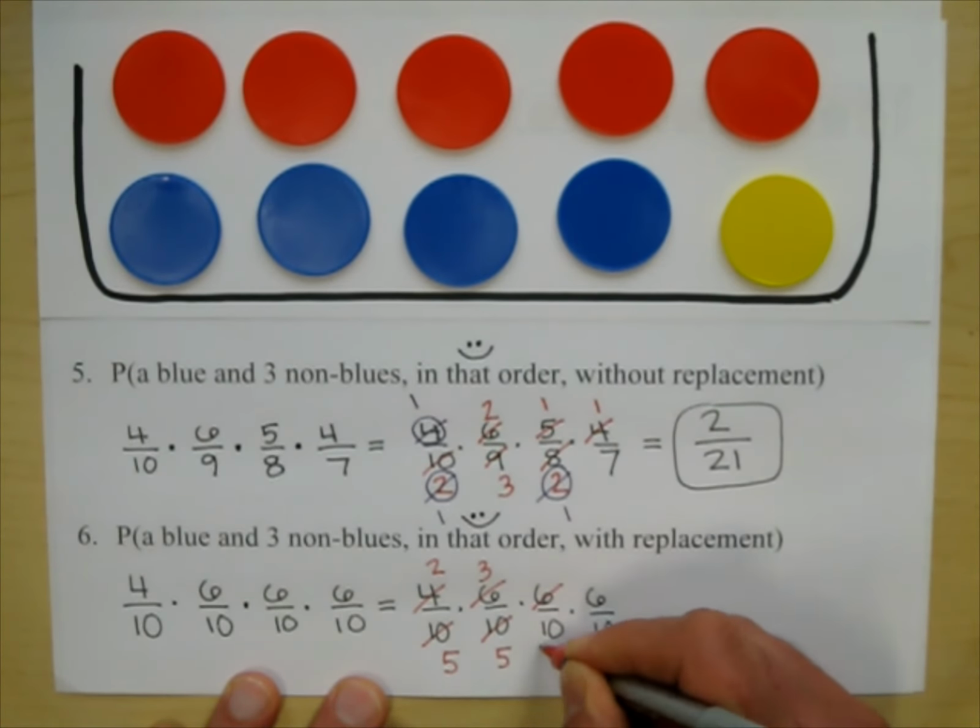Okay, a red and a yellow, not necessarily in that order, without replacement. Okay, wow, so how are we going to do this? This one's going to be a little bit more complicated to do. Okay, the not necessarily in that order, so we'll take a look at that.